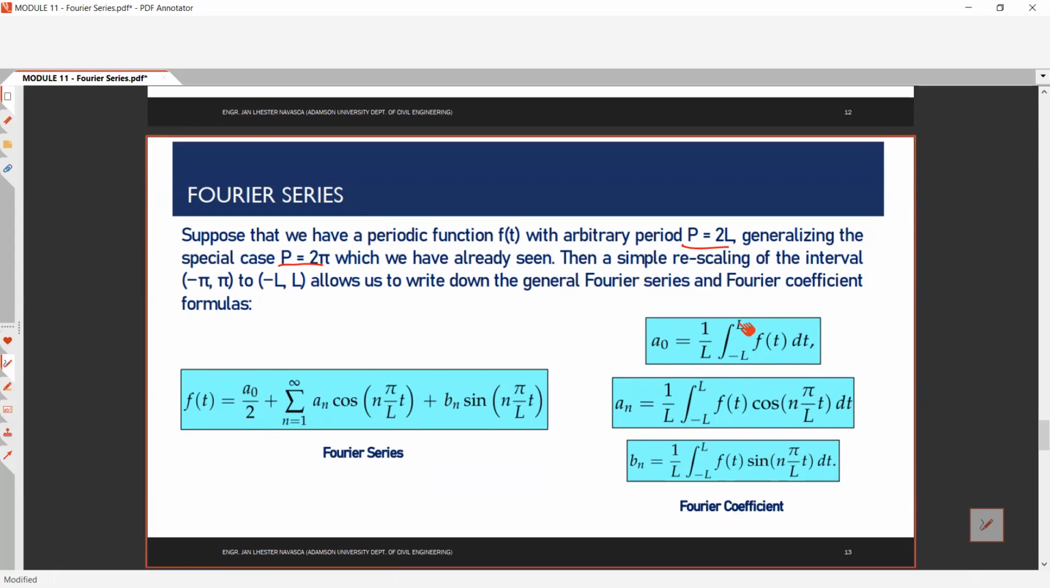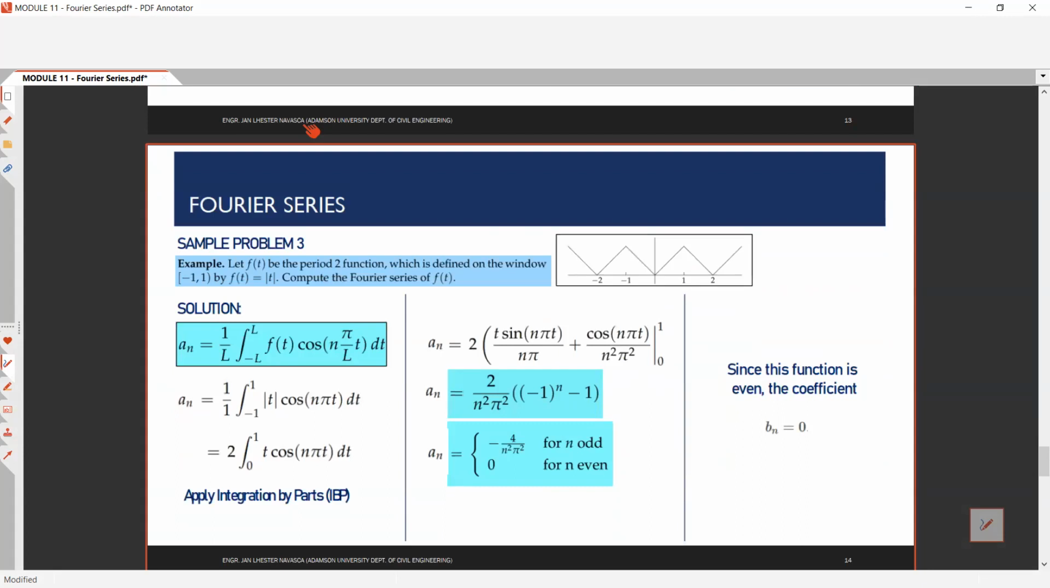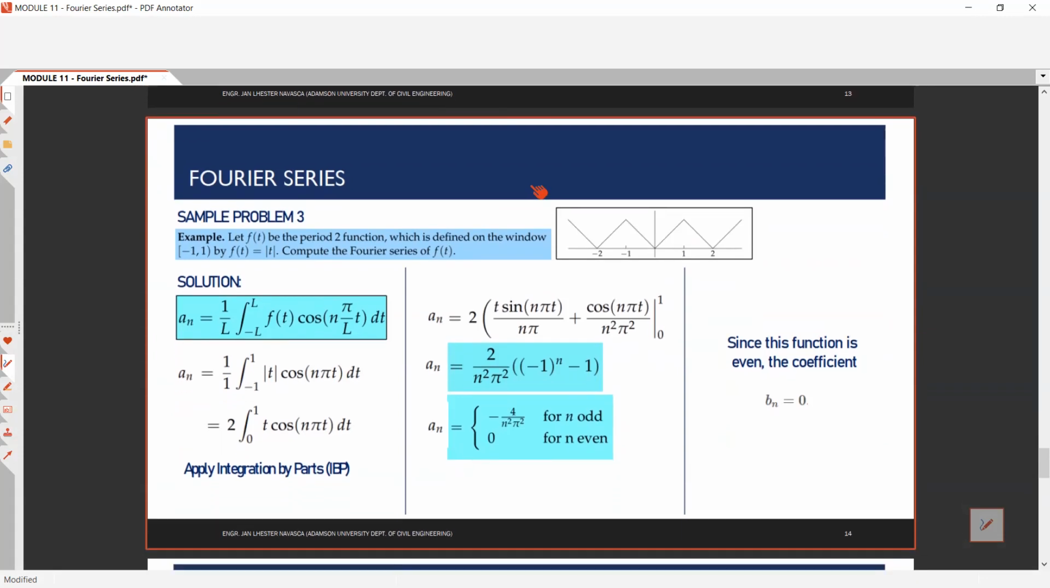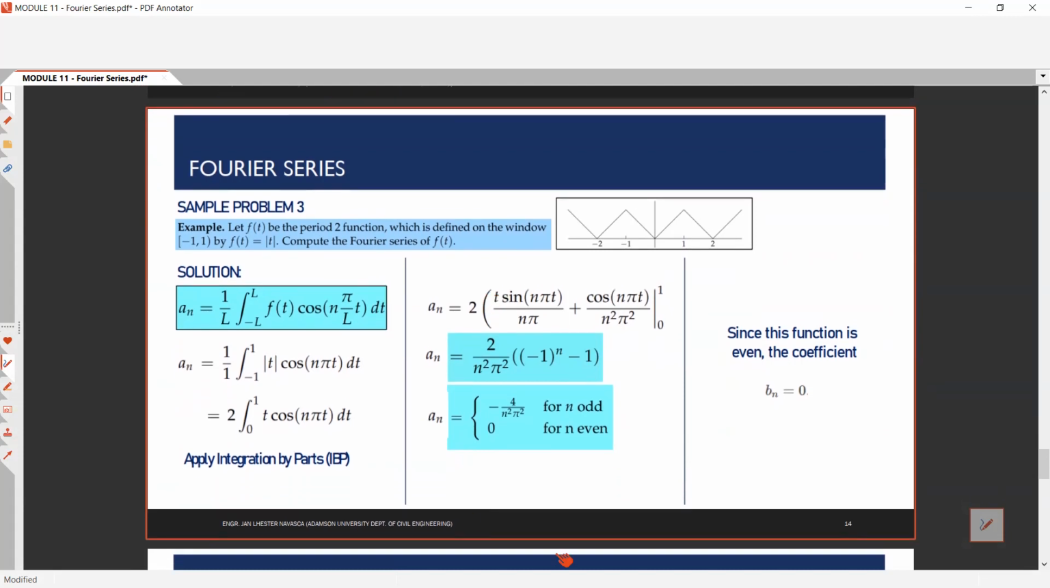So as you can see, the same din to dun sa period 2 pi. Ang nangyari lang, yung L is naging pi. Okay, so ayan, yan lang yung Fourier series general formula. Okay, so let's try sample problem 3. Okay pa ba kayo, class? May nakasunod pa ba? Sige, interrupt niyo ako pag may question kayo. Okay, marami pa naman tayong oras.